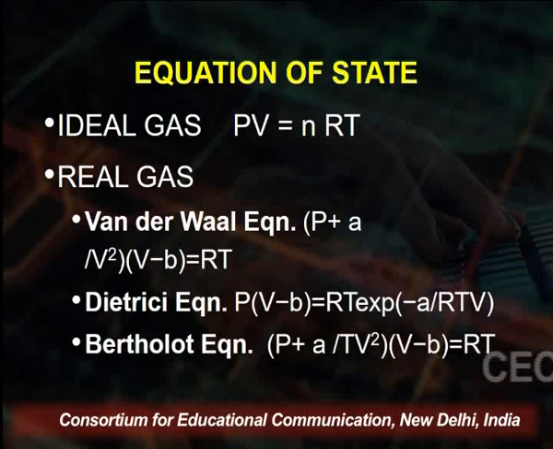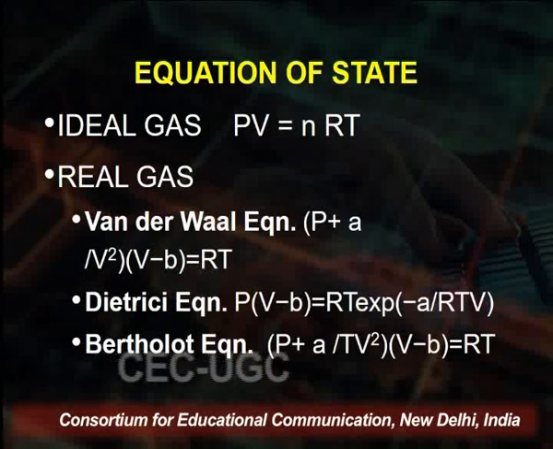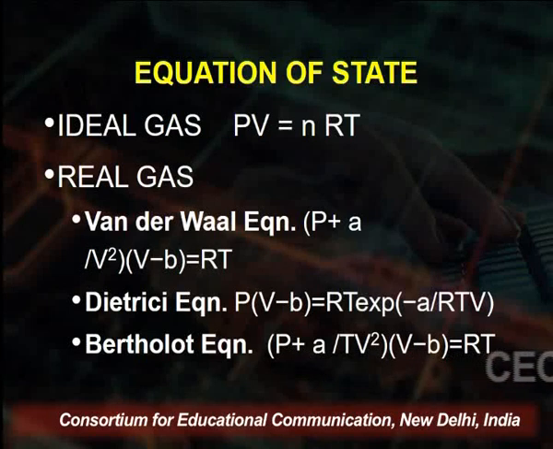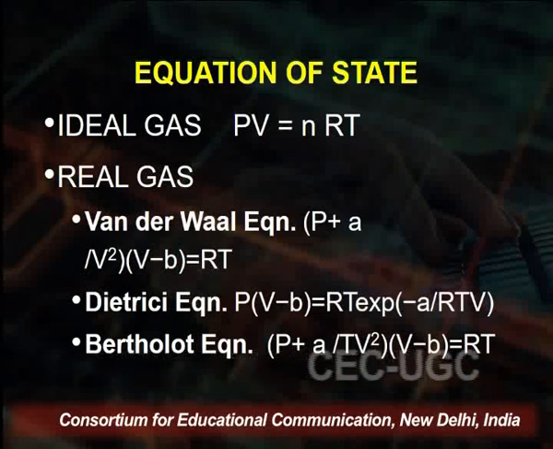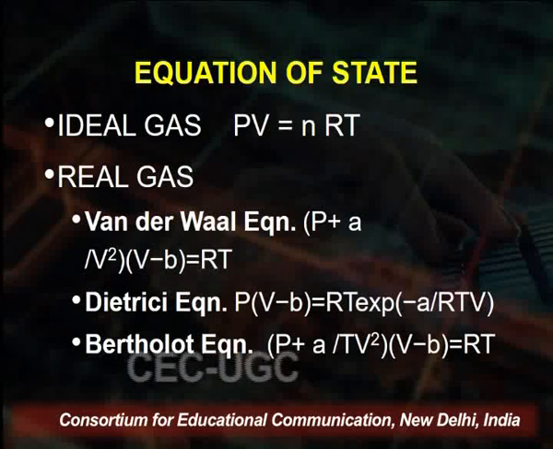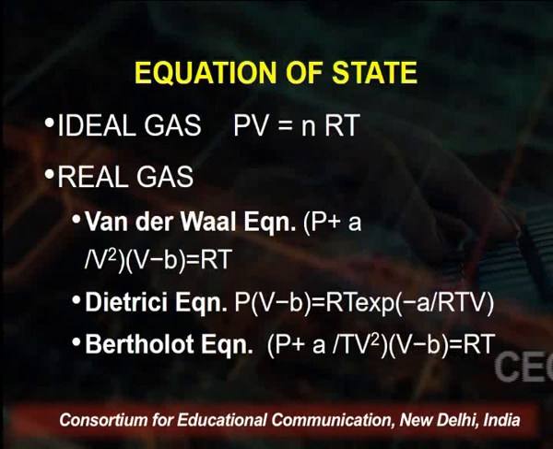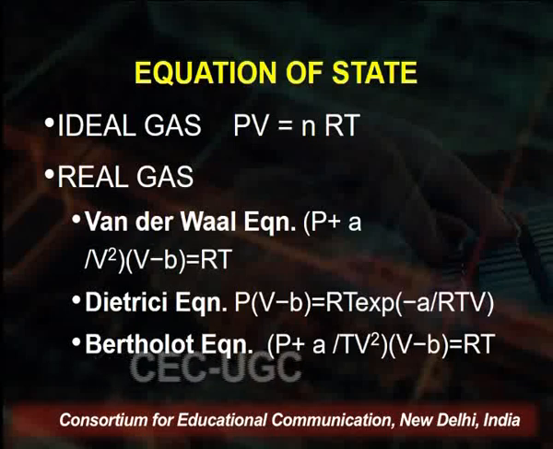Van der Waals equation is given by van der Waals. The Dieterici equation of state is given by Dieterici. The Berthelot equation of state is given by Berthelot. And you can see the simplest equation of state for a real gas is given by the van der Waals equation, which states that (P plus a by V squared) times (V minus b) is equal to RT for 1 mole of a gas. We will be concentrating on the van der Waals equation of state in this series.